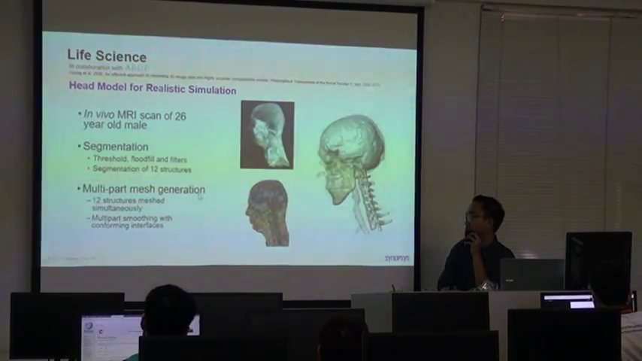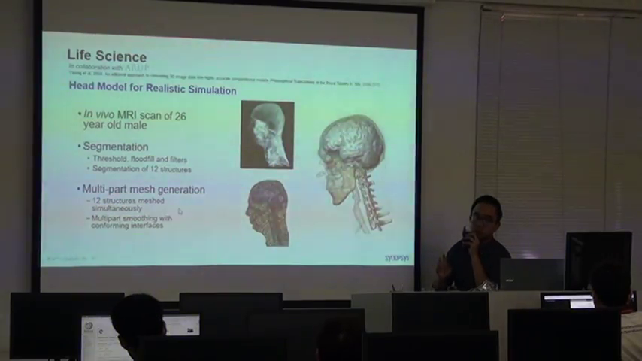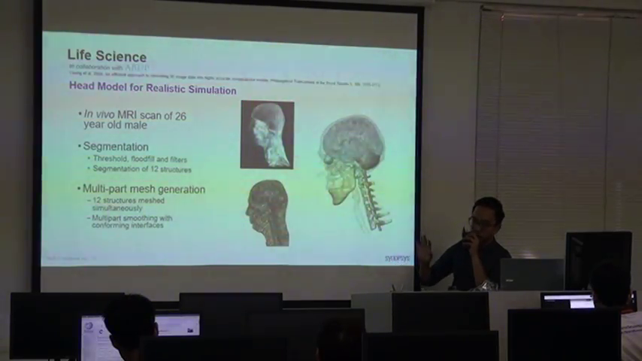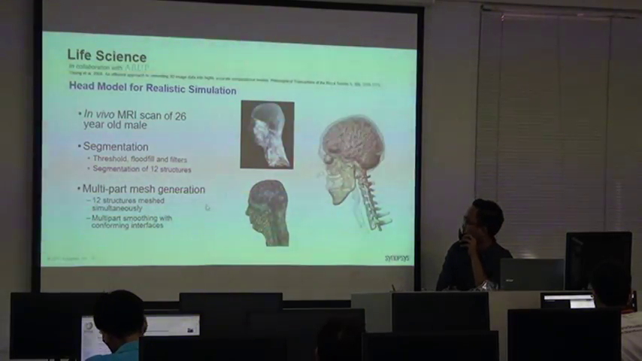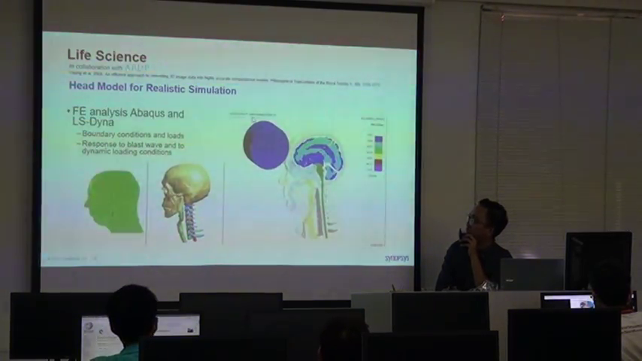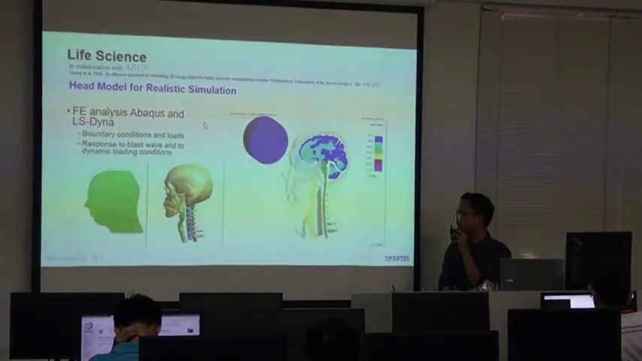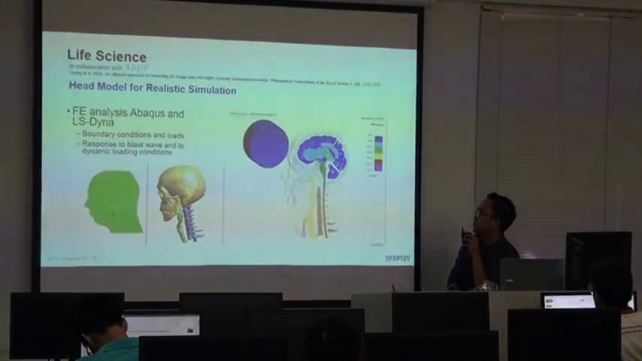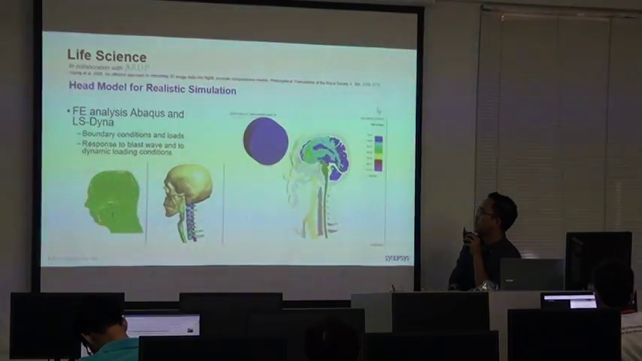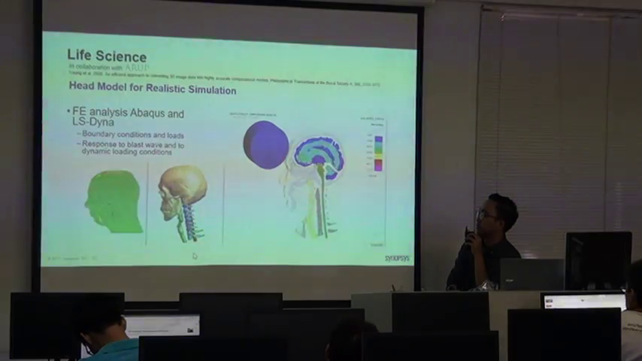Then we generate the mesh using the FE module. So we have generated a 12 structures mesh simultaneously, which means only one time we generate all the meshes, and then we export it to LS-DYNA and also Abaqus to study the impact on the head model. So, for example, this is the effect on the brain. This is the study of the effect on the backbone.